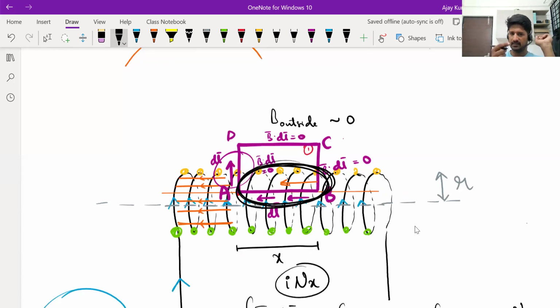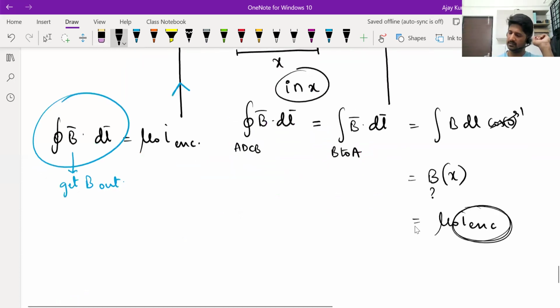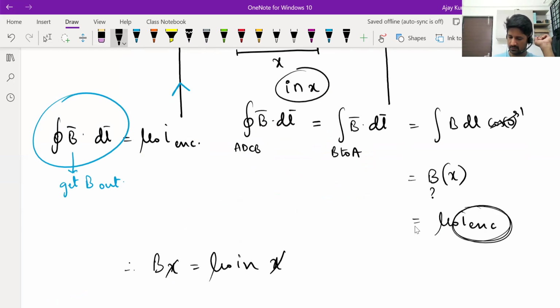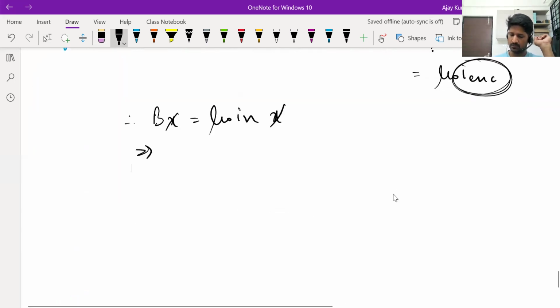Each turn has a current I, and there are nx turns, small n, sorry. I into small n into x. There are nx number of turns in that length, and each turn has a current I, so total current becomes I nx. Therefore, Bx is equal to mu naught I nx. X gets cancelled. You get B is equal to mu naught nI. Okay, this is a very common result that we use.